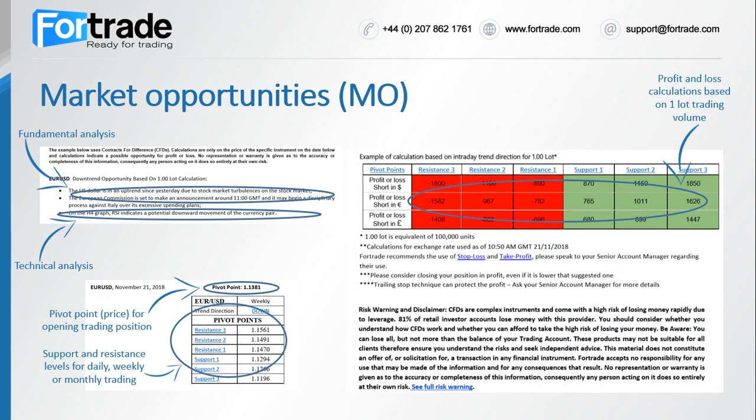And you can see an example of a very recent market opportunity. Here you can see fundamental analysis on what's going on with the euro-dollar currency pair. You can see that this is a downtrend opportunity over a weekly period, since our analysis suggests the euro would decline in value against the dollar.